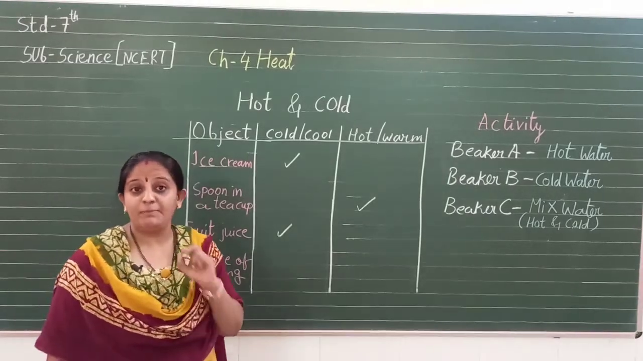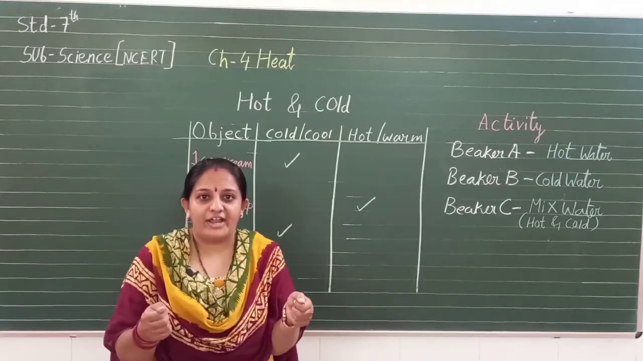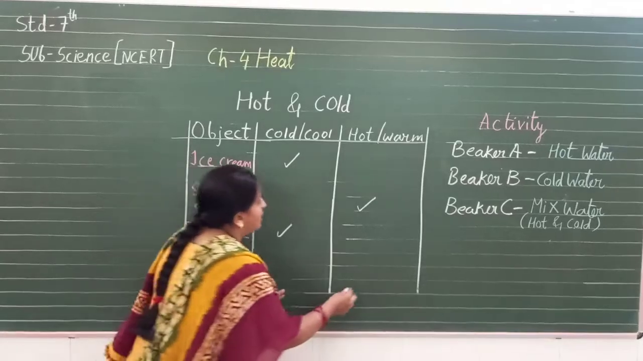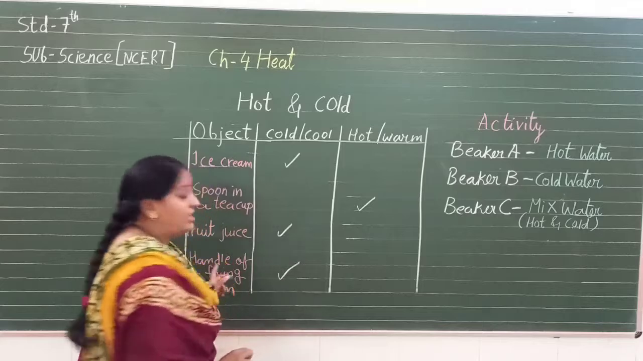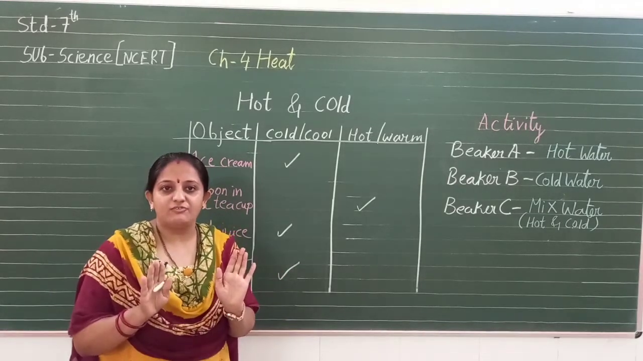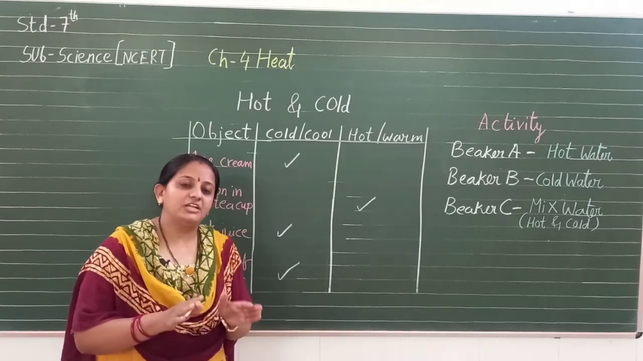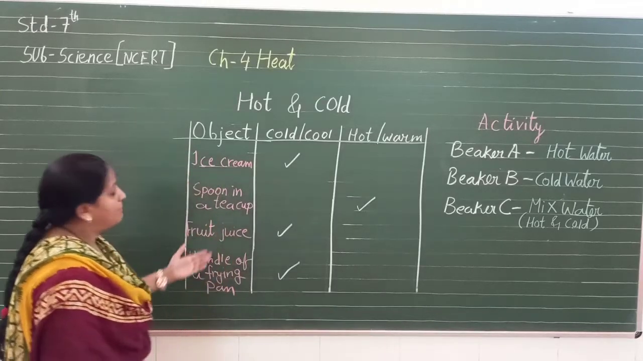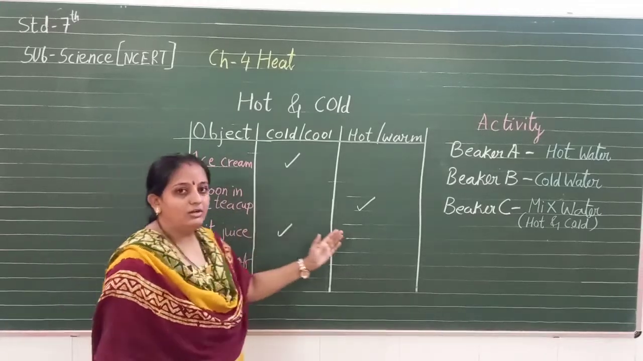Now here students, you keep in mind, the handle is made up of ebonite. It is a special substance which does not absorb heat. So we can say it is cool, isn't it? But if only the frying pan is there, kept on a stove, then it is hot. So with these examples of substances, we identify whether the substance is hot or cold.